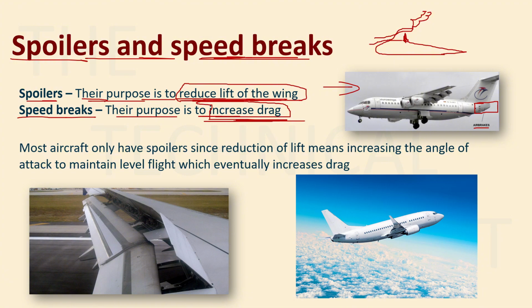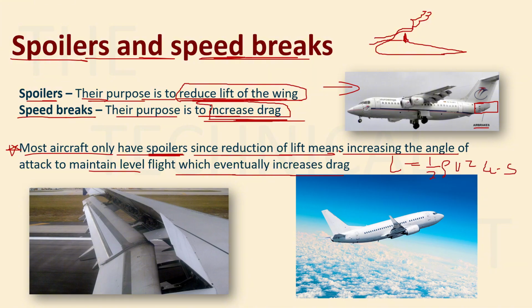But most of the modern airliners only have spoilers. Why? Because a reduction in the lift means increasing the angle of attack to maintain level flight, which eventually increases drag, right? So you might have understood this sentence. If you didn't, then see. Lift is what? Lift is rho v square CL dot S, right?